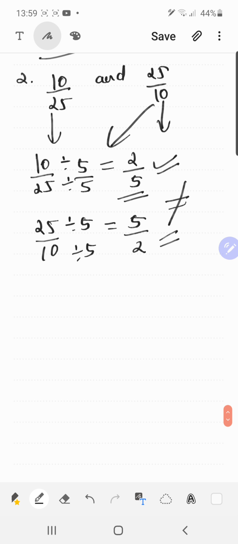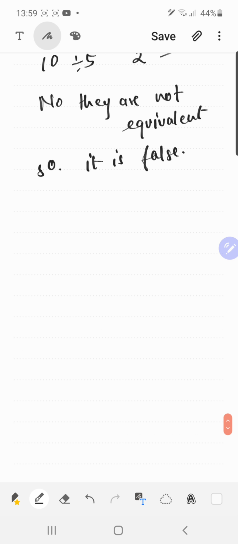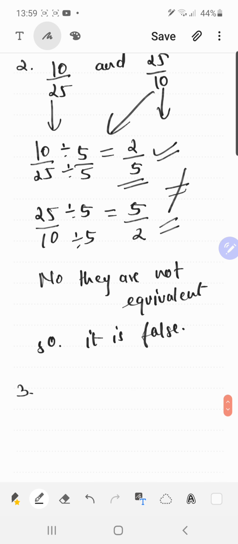So we will write no, they are not equivalent. So it is false. The statement is false. Clear? Are you getting my point clear?